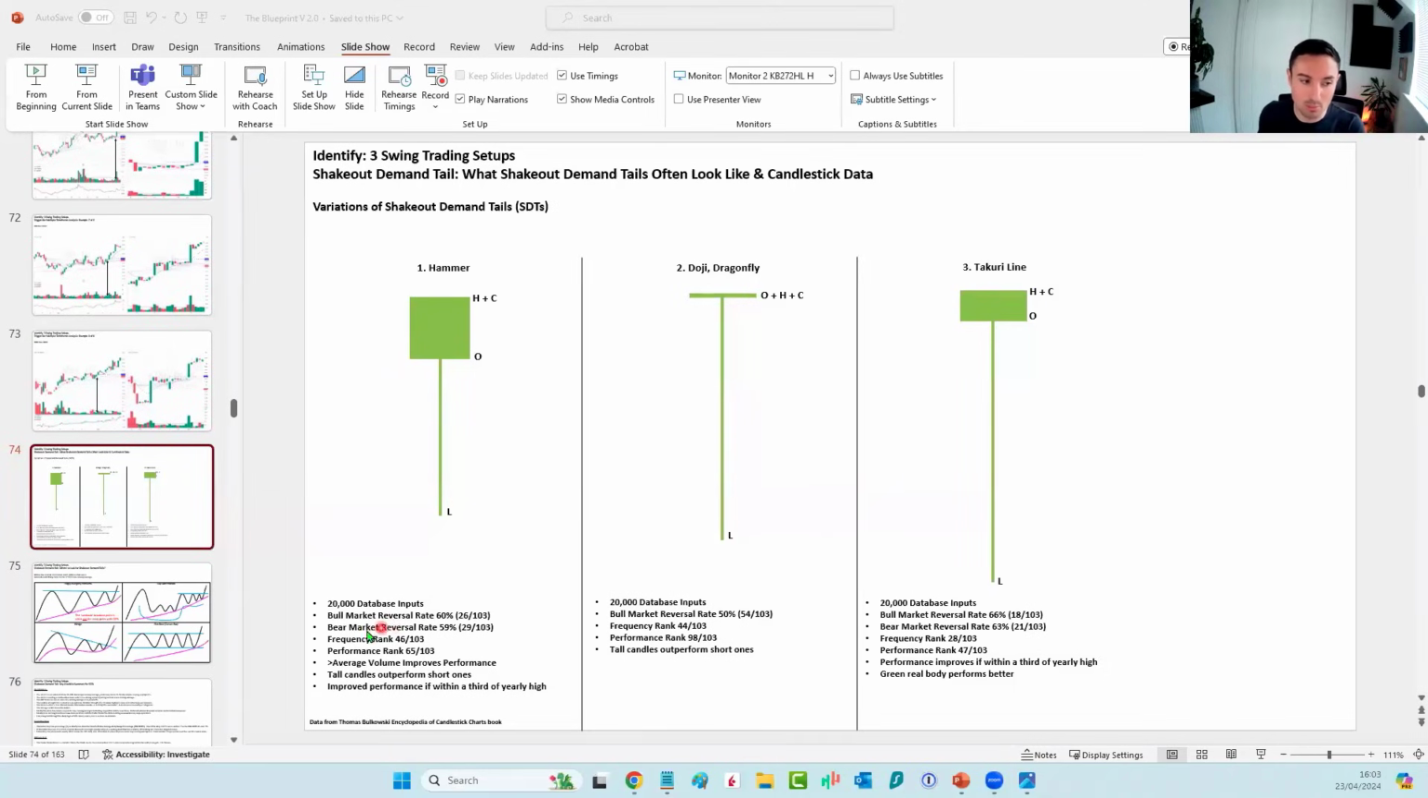So we can see with a hammer, the bull market reversal rate is 60%, bear market reversal rate 59%. If we take a look at doji dragonfly, we can see the bull market reversal rate is 50%. If we take a look at Takuri line, it's 66% for the bull market reversal rate, and for the bear market reversal rate 63%. So obviously greater than 50% if you took an average of those.